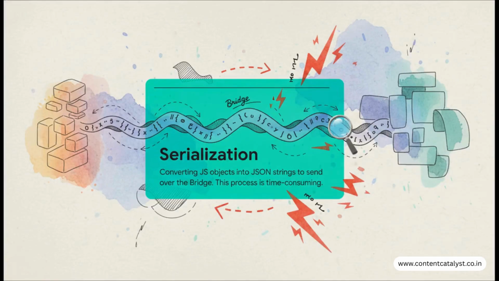And this trip across the bridge wasn't free. Oh no, it had a heavy toll. Every time you wanted to update something, even a tiny piece of text, your data had to be serialized, basically squished into a JSON string, sent across, and then deserialized, rebuilt on the other side. Imagine writing a letter, stuffing it in a bottle, and tossing it across a river. Then doing that hundreds of times a second. It's just so slow and inefficient.